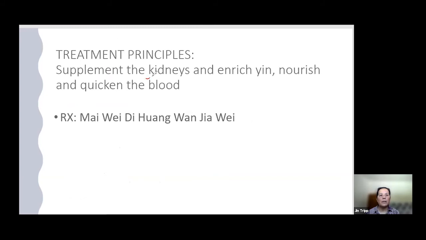Our treatment principle certainly is nourishing and tonifying the kidney and nourishing yin. And the formula we use, 地黄丸, we are pretty familiar with already. We talked about this time. 麦味地黄丸, 麦门冬, 五味子 plus 地黄. So that's a more nourishing formula for the kidney.